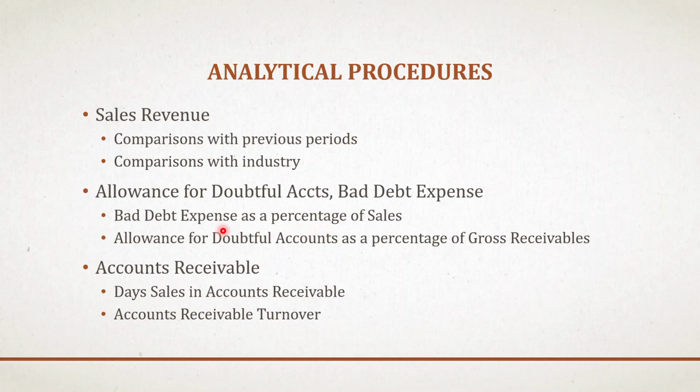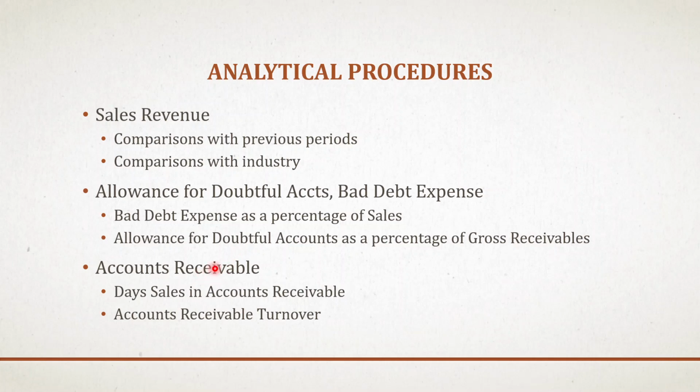And then allowances for doubtful accounts as a percentage of gross receivable. The same thing. Doubtful means you are still doubtful in terms of collecting the debts. Bad debts is for what you have already written off, the debts that are uncollectible in the first place.